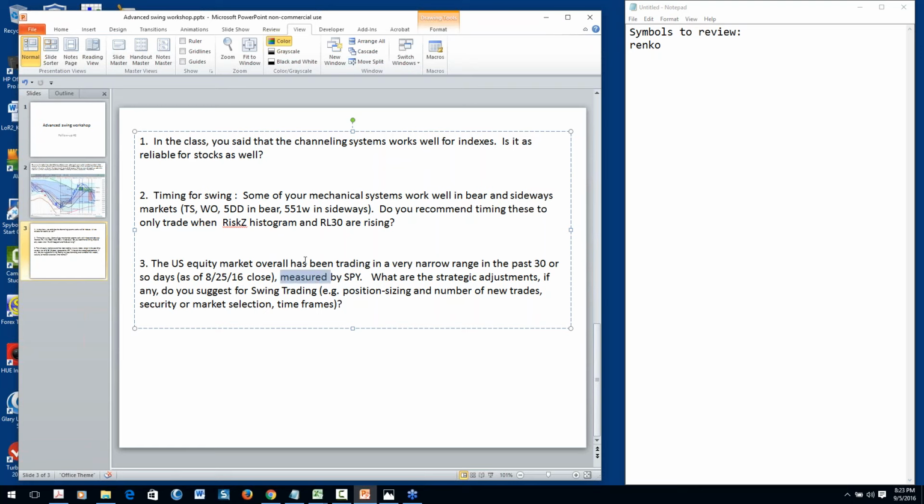So those are some things that you can do in that sideways chop. I think you can also be more prepared for stop and reverse, or using the equivalent of that Z3PO or Z3PC type of a trade in order to respond to the channeling type conditions.